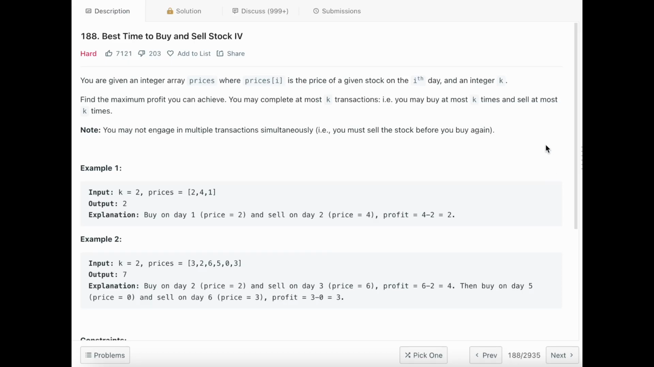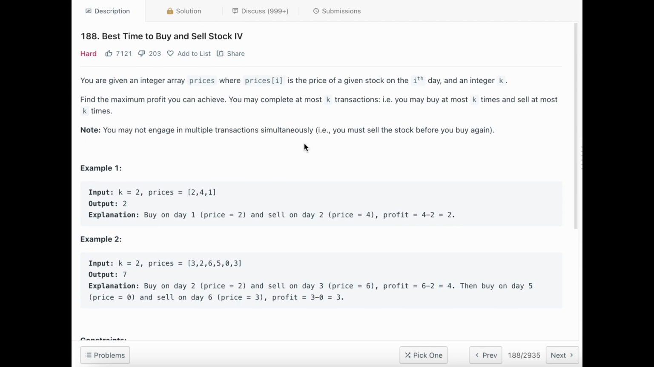Hi guys, today let's discuss the LeetCode question 188, best time to buy and sell stock 4. You are given an integer array prices where prices[i] is the price of the given stock on the ith day and an integer k. Find the maximum profit you can achieve. You can complete at most k transactions, that is you may buy at most k times and sell at most k times. Note, you may not engage in multiple transactions simultaneously.